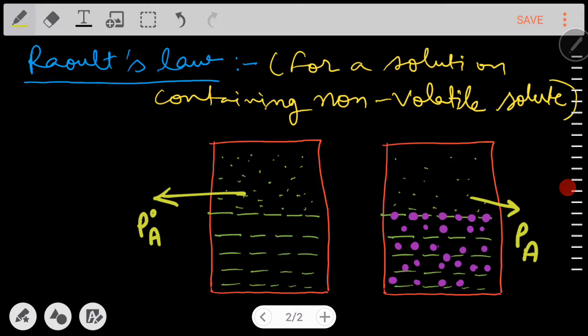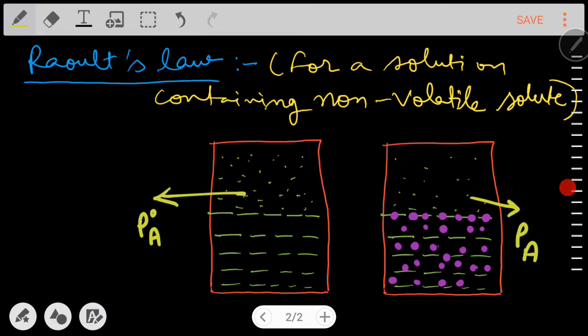Now see the another diagram. In this vessel, I have dissolved a non-volatile solute in the pure solvent and I have converted it into solution. As a result, some part of the surface of liquid is occupied by the non-volatile molecules of solute. They prevent the escaping of solvent molecules into the vapor state, and therefore the amount of vapor formed at the surface of liquid will be decreased, and therefore the vapor pressure will also be decreased.